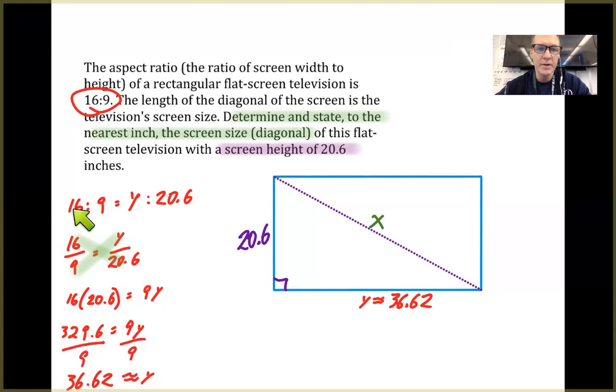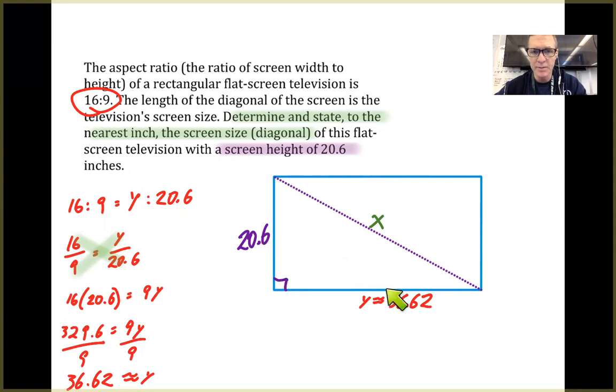So I was a little off. It's probably about 2 point something times that, right? Because 20.6 is how much bigger than 9? It's a little more than twice as big. So yeah, it's 36.62. Now I can use law of right triangles, right?